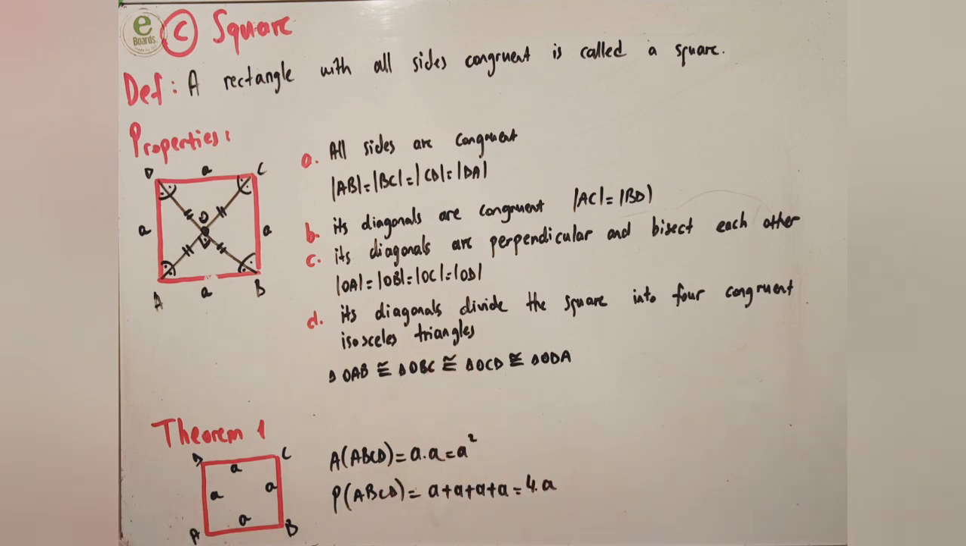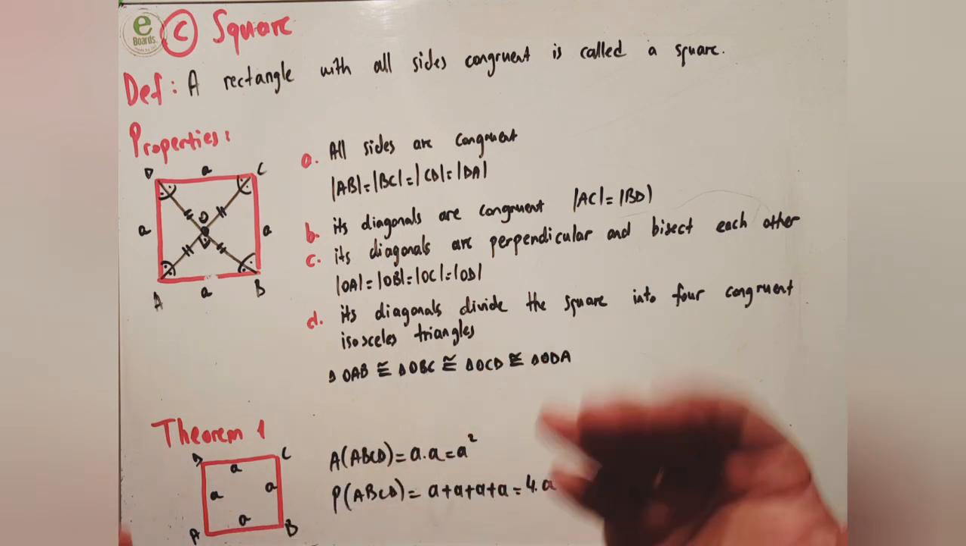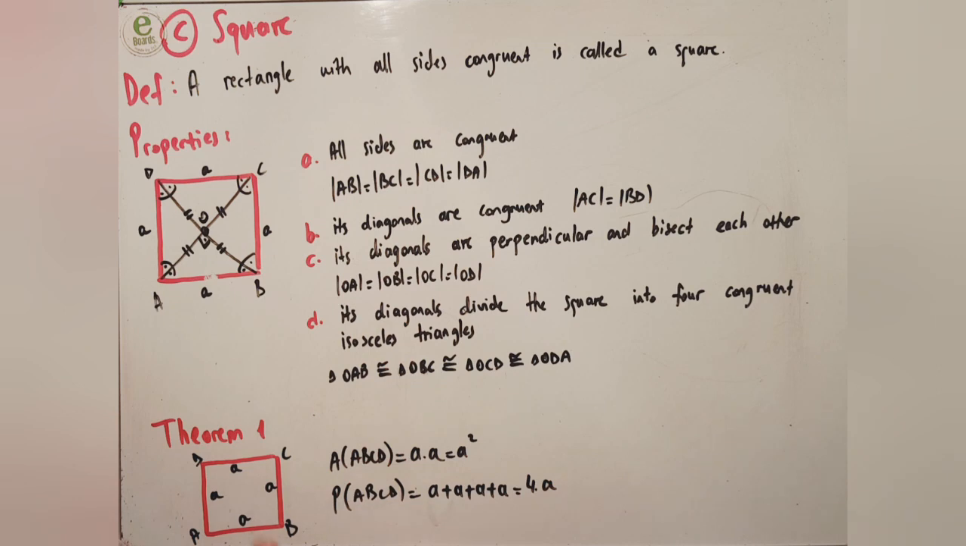For theorem 1, to find the area of a square, we will take the product of base and height, but all sides are equal, so automatically we will take the product of A and A. It's going to be A squared. For the perimeter of ABCD, take the sum of all sides, which is going to be 4 times A.